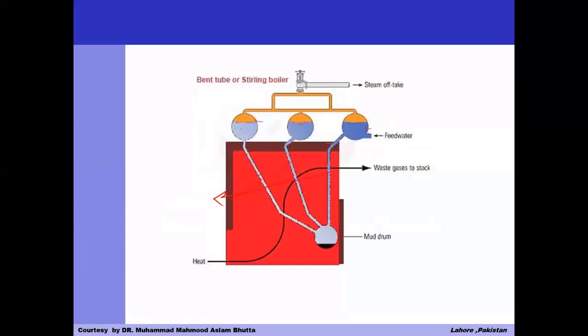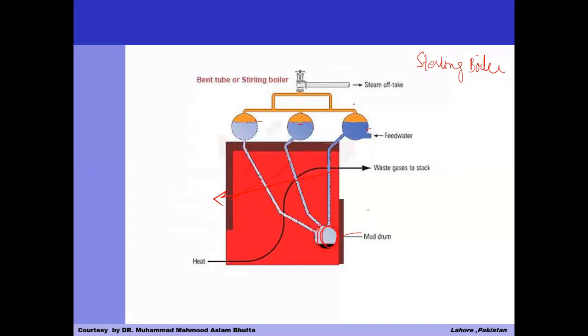On the basis of the number of drums, we can further classify the bent tube boiler, also called the Stirling boiler. It is the developed version of the water tube boiler. The working principle of the bent tube boiler is more or less like the water tube boiler, but it utilizes 4 drums. This is the mud drum, basically in which the cold water is collected. These are the steam drums. You can see 3 drums are placed on the heat source, as shown in the video. The 4th drum is placed inside the heat chamber. This complete area is the heat chamber.